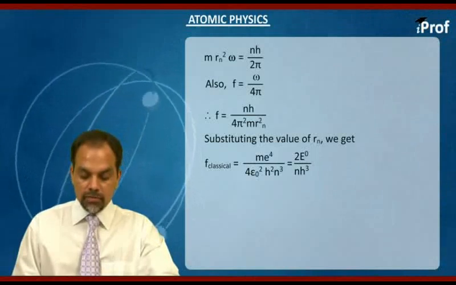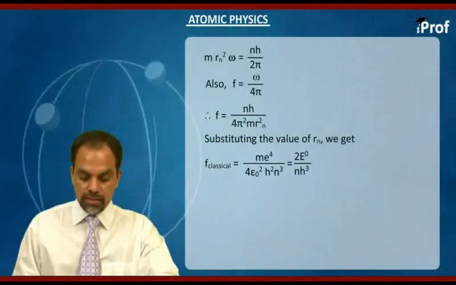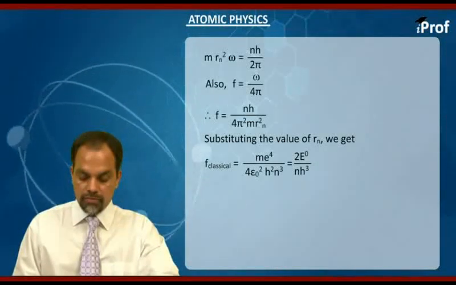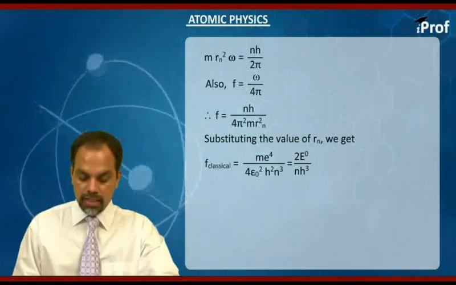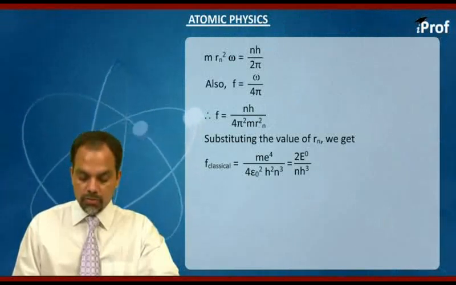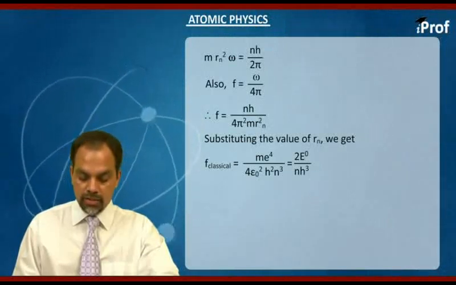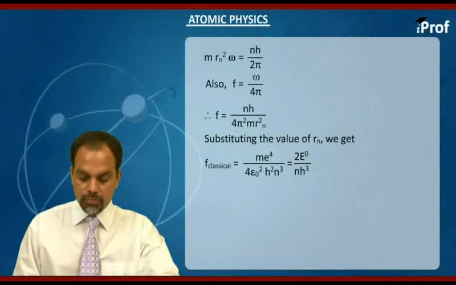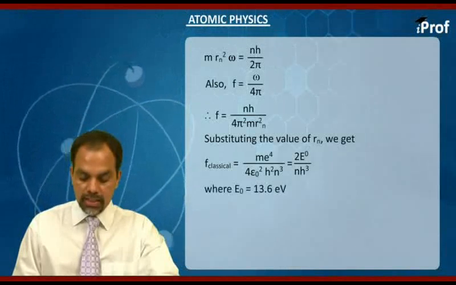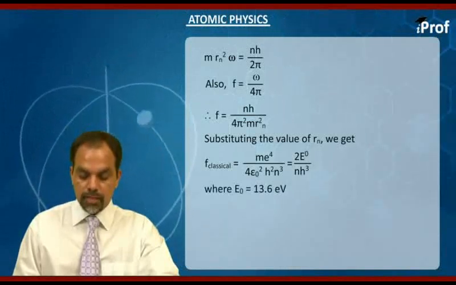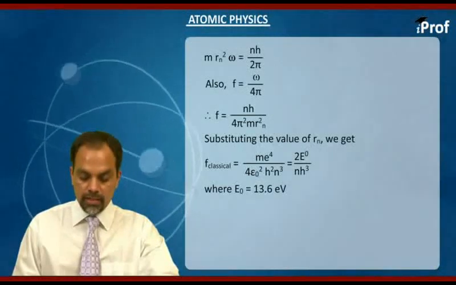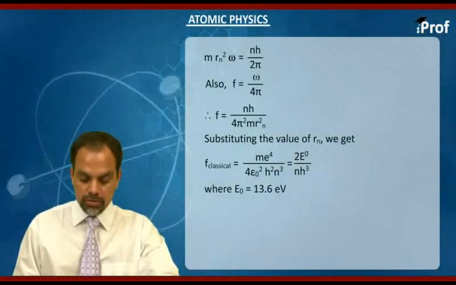So when we make the substitution for R_n, we get the expression for f classical, that is the frequency of radiation as calculated by classical electrodynamics, equal to m e to the power 4 divided by 4 epsilon naught squared h cubed n cubed, which is equal to twice E naught divided by n h cubed, and the value of E naught is 13.6 electron volt. Now let's calculate the frequency of radiation emitted using the quantum approach.